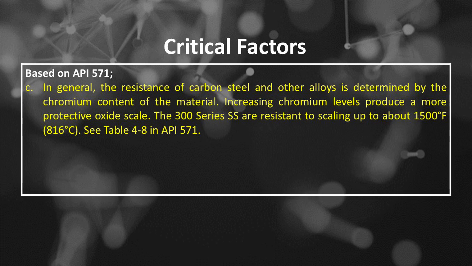Number C, in general, the resistance of carbon steel and other alloys is determined by the chromium content of the material. Increasing chromium levels produce a more protective oxide scale. The 300 series SS are resistant to scaling up to about 1500 degrees Fahrenheit or 816 degrees Celsius. See Table 4.8 in API 571.